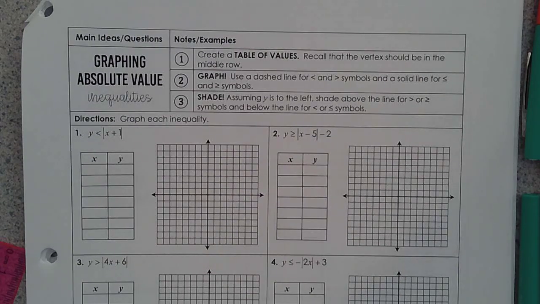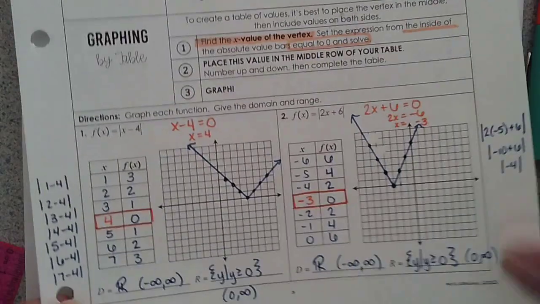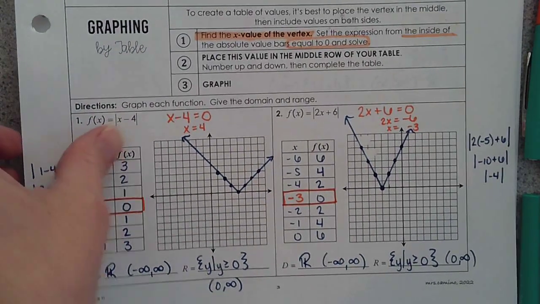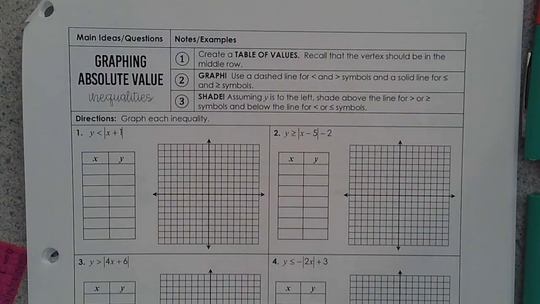Alright, ladies and gents, we're on page 5 in our notes today. We're going to be graphing absolute value inequalities. So yesterday we graphed absolute value functions. Remember, those were the V-shaped functions where we found the vertex, we plotted some points, and they ended up looking kind of like this. So today we're taking that and we're extending it a little bit.